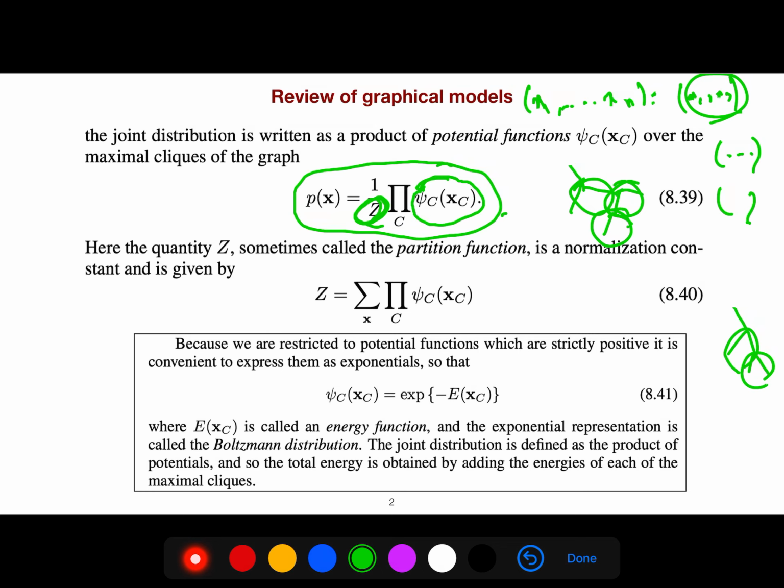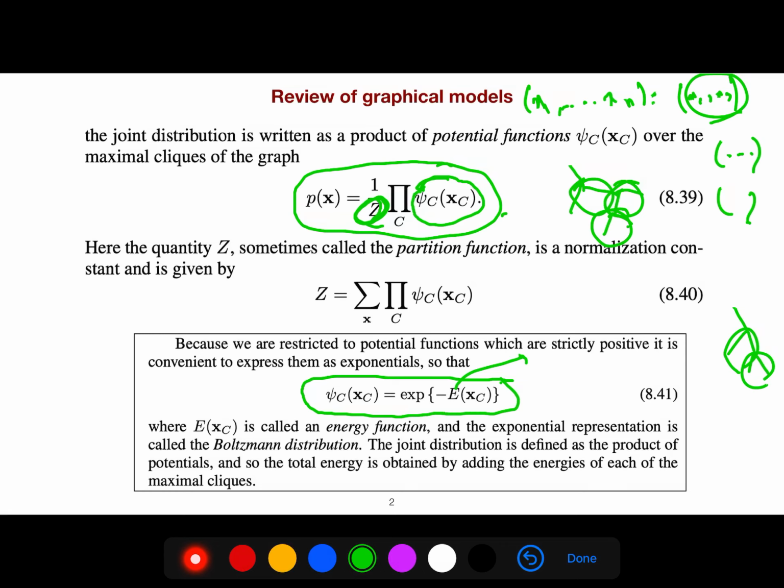Because we are restricted to potential functions which are strictly positive, it is convenient to express them as exponentials. So we say E is energy, and in quantum mechanics, quantum field theory, and all of statistical mechanics, we always look at potentials like this. E is the energy function. This exponential representation in physics we call the Boltzmann distribution, and it is really important in machine learning as well.